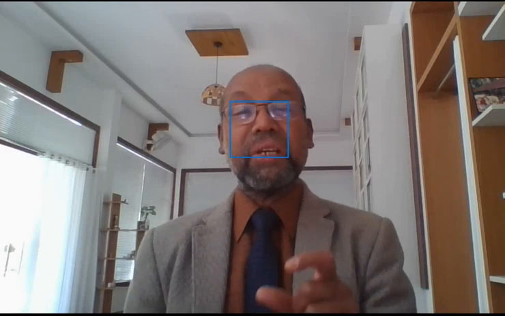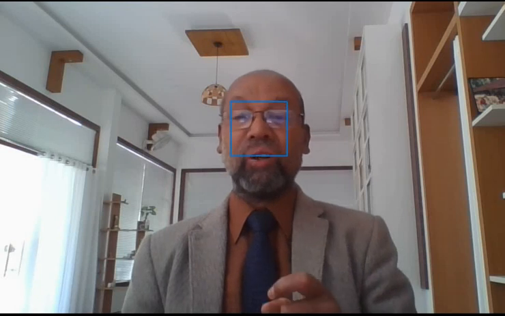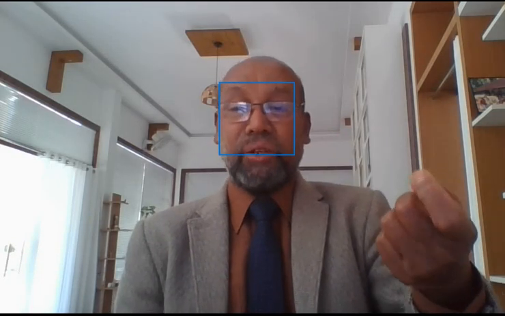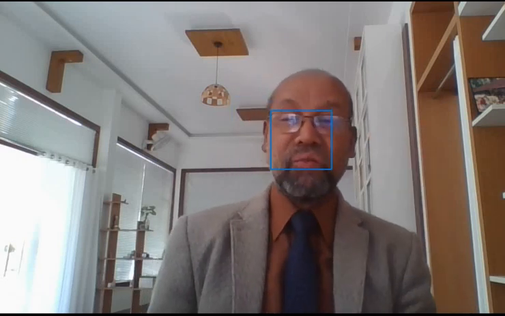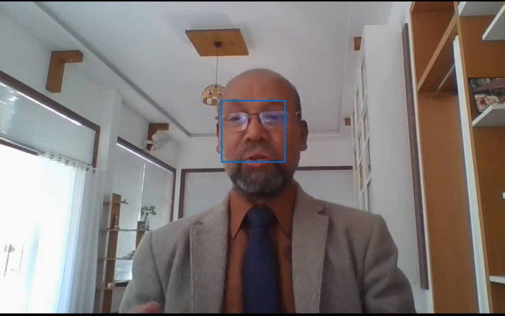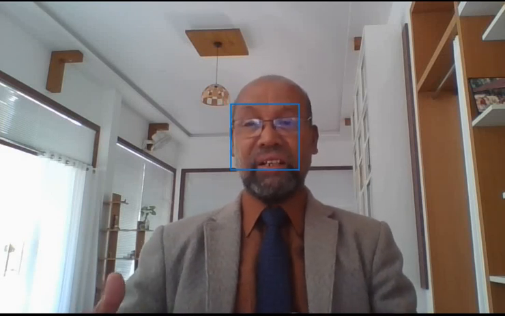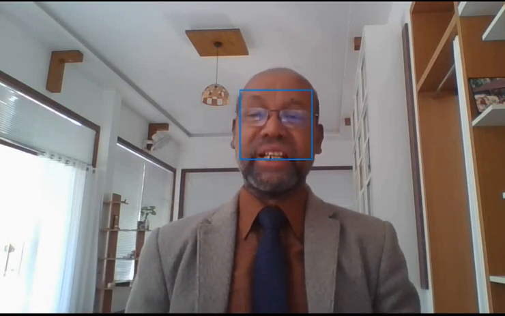So range, the third one is range. Range is the difference between the highest value and the lowest value, or you can say highest value minus the lowest value is the range. So that is also under dispersion. And next we come to positions.